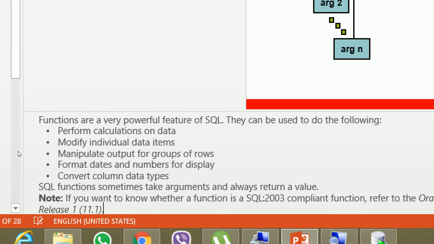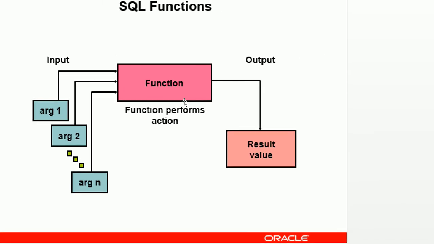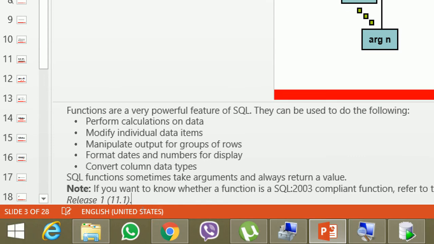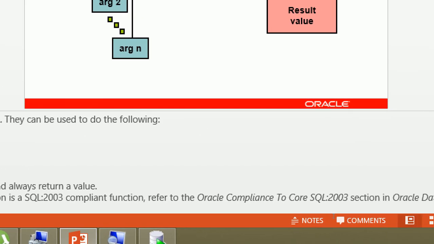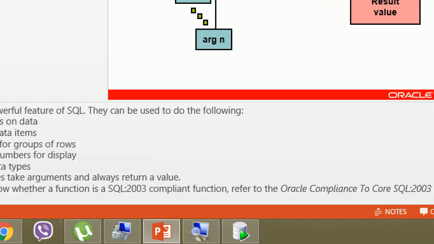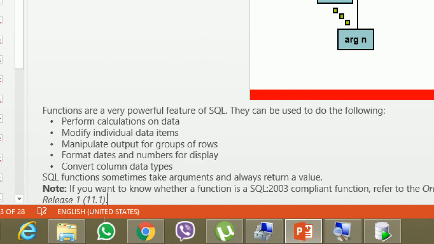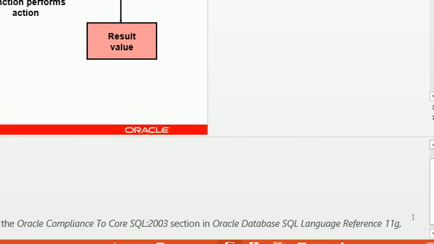So SQL functions sometimes take arguments and always return a value. If the function is getting an argument from you, the input from you, argument means the input. If you look at this, argument 1 up to argument n. The arguments might be 1, 2, 3, up to n. And they will always return a value. If there are some functions not working in the 2003 version, always prefer to use Oracle 11g. Got it?